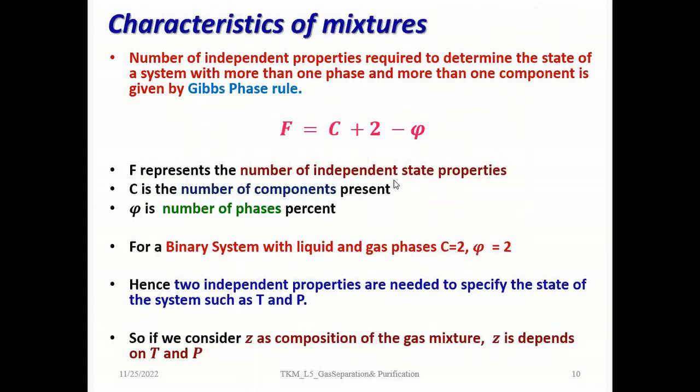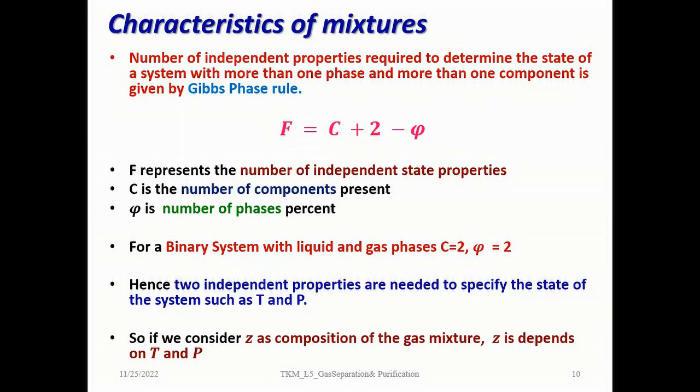Next, let us discuss the characteristics of gas mixtures. Now let us discuss what is called the Gibbs phase rule. The number of independent parameters or properties which are required to determine the state of a system is given by the Gibbs phase rule. What the Gibbs phase rule tells you is F is equal to C plus 2 minus phi. F represents the number of independent state parameters, C represents the number of components, and phi represents the number of phases.